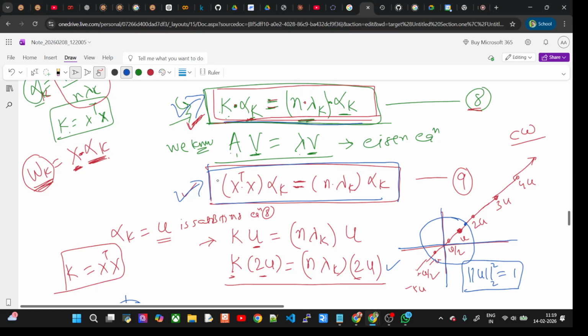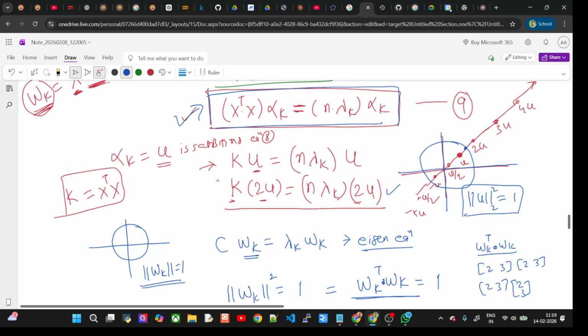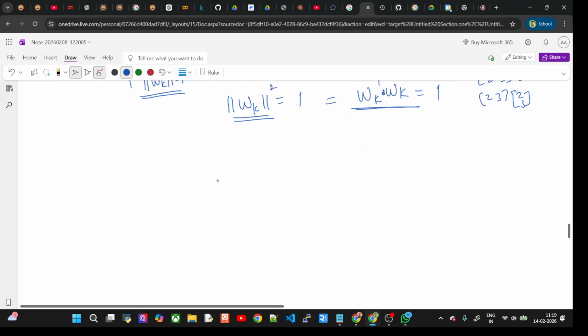So in calculating that value, now you understood that till here we need alpha k. Why do we need alpha k?